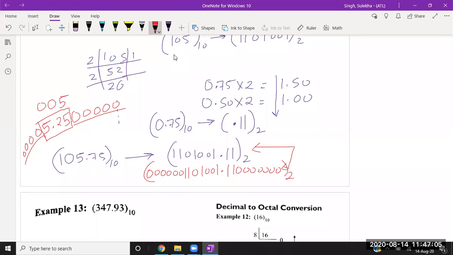So is that clear? If it is clear, you can write yes. If you have any doubt, you can unmute your mic and ask questions.